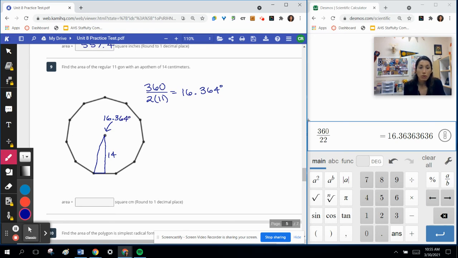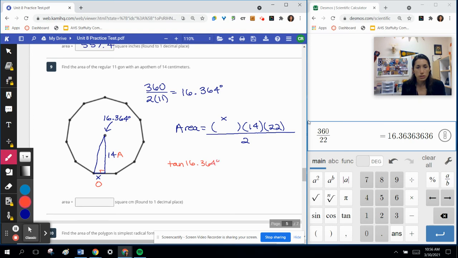Okay, now we need to figure out this length here. So the area of this entire shape is, we'll do the base, which is x, the height, which is 14. The number of triangles is going to be 22, and that's divided by 2. And then I can show you what it would look like if you use the full triangle as well. So from that 16-degree angle, we've got this side opposite, this side is adjacent in the right triangle.